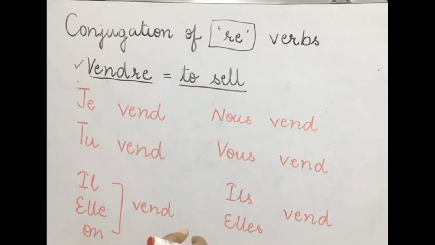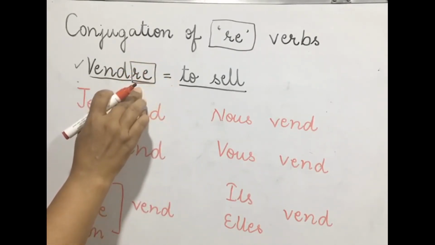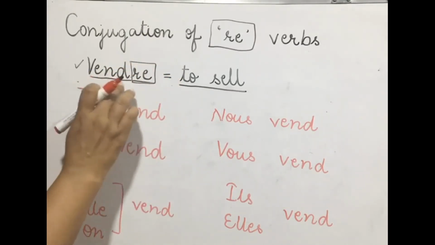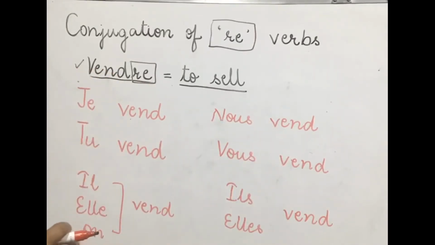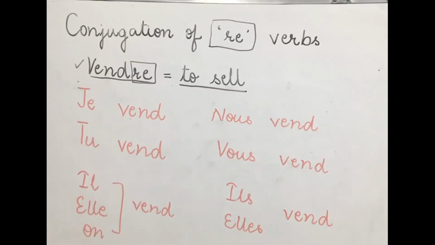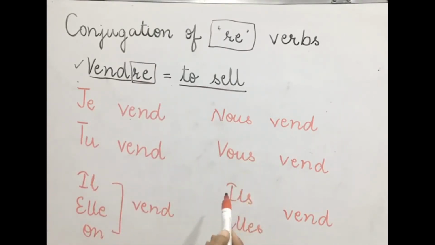Now we will learn how we conjugate this verb. What we need to do is remove this RE. This is an RE ending verb. We remove the RE, and what remains is the stem, VEND, with all the subject pronouns, as we have done in previous lessons: je, tu, il, elle and on. These are the singular parts, and for plural we have nous, vous and ils, elles.